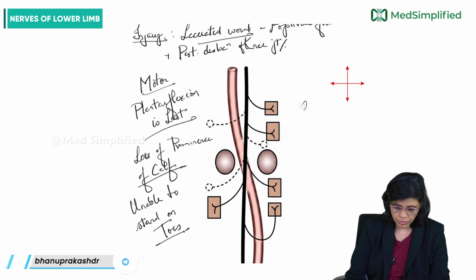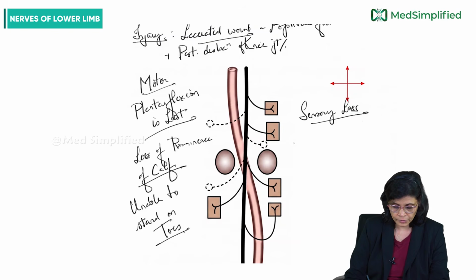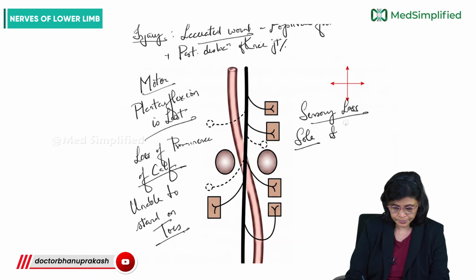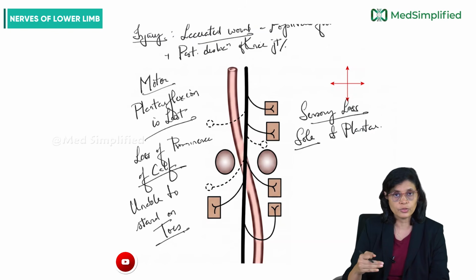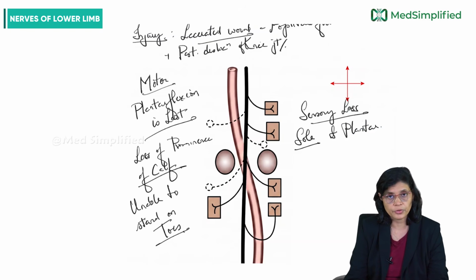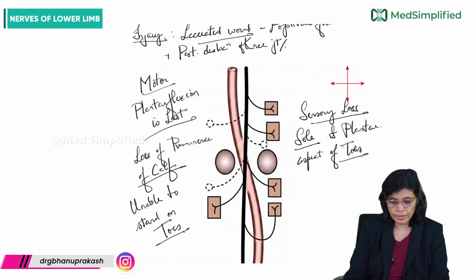Then what about the sensory loss? The sensory loss is along the sole and the plantar aspect of the toes. The sole along the lateral aspect, because that is supplied by the sural nerve, which is branched from the tibial nerve. So plantar aspect of toes. So there is cutaneous loss.